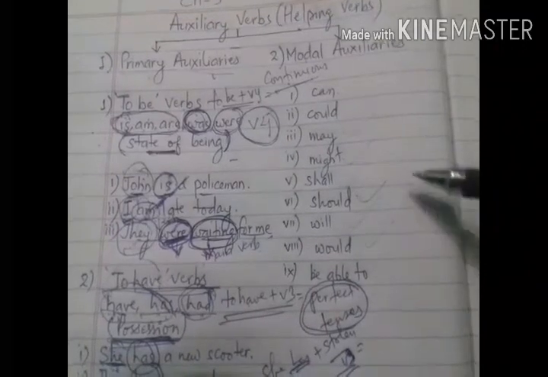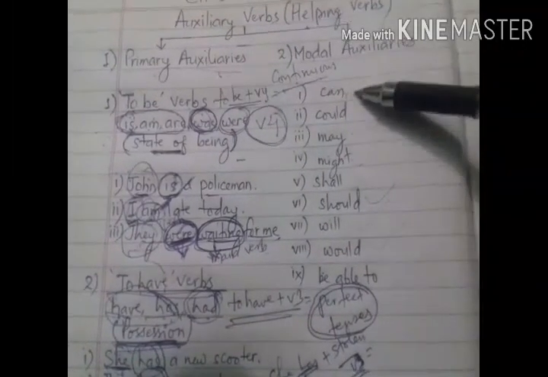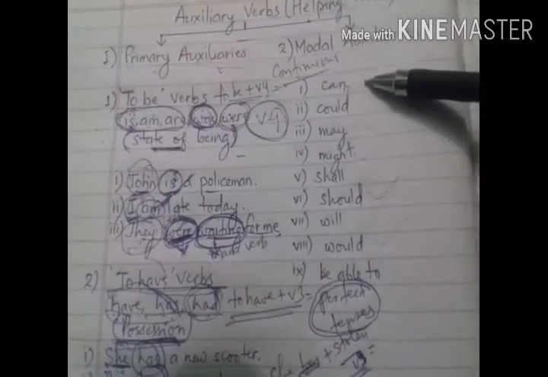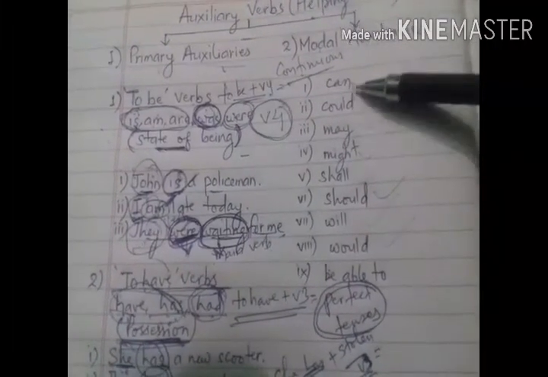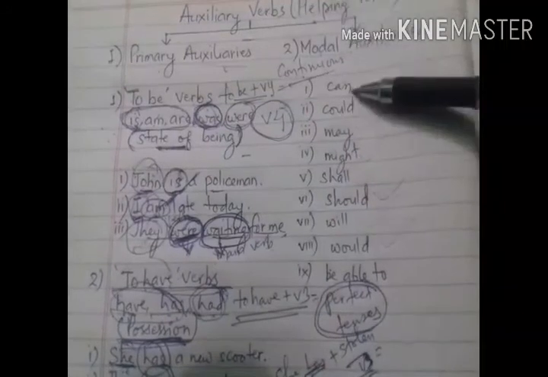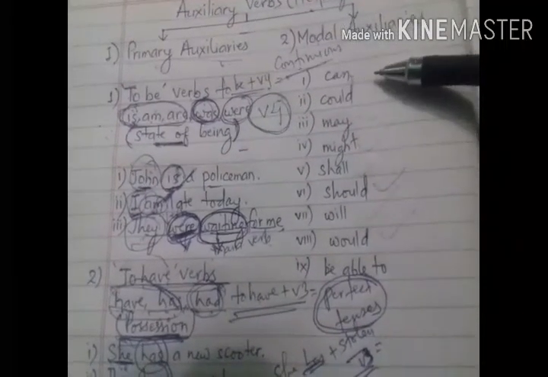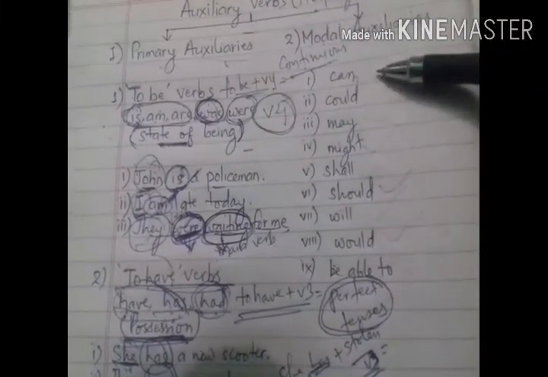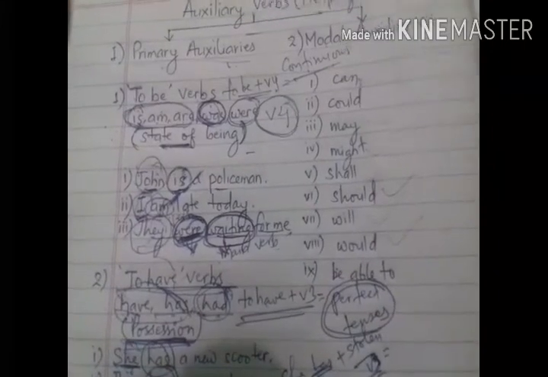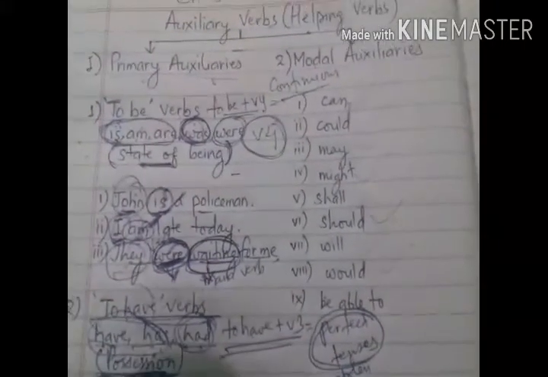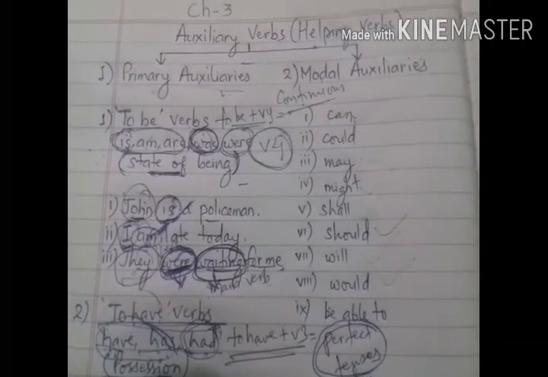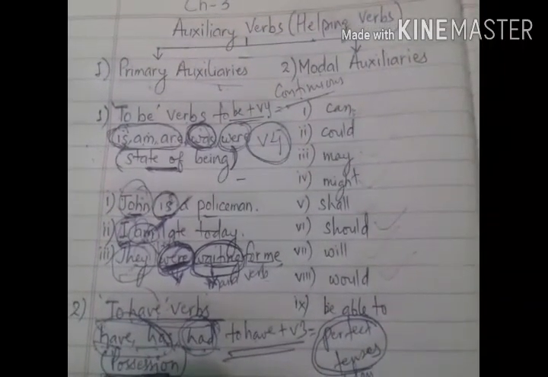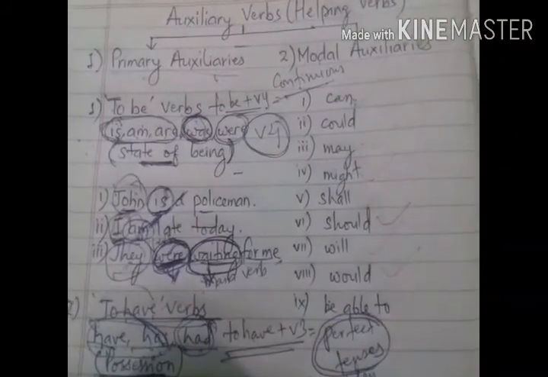Whenever we use modal auxiliary verbs, they are always used with the main verb. Without the main verb, these modal auxiliaries do not give any meaningful sense. They do not make any complete meaning. So the complete uses of these modal auxiliaries we will understand in our next video, in the next class.